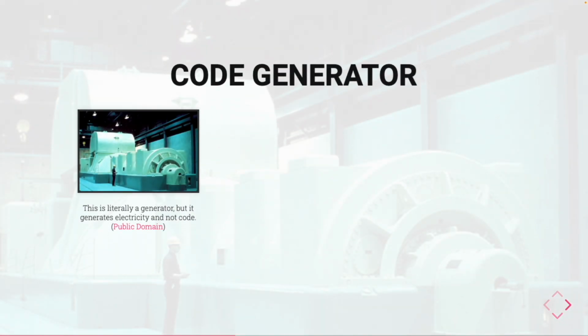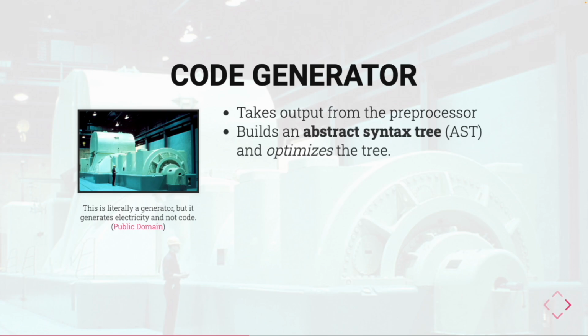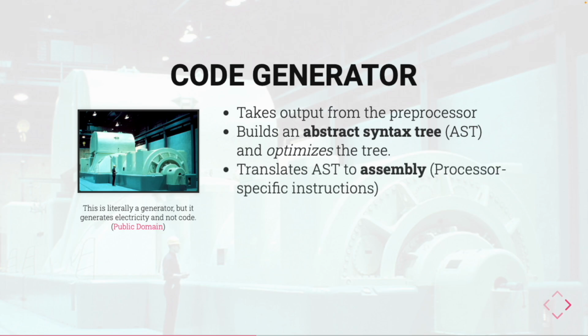The code generator takes output from the preprocessor and turns it into an abstract syntax tree. You don't need to know about this for any point of your degree. I wish we had a compilers course. And then it translates that abstract syntax tree to assembly, which is instructions that are specific to your processor.